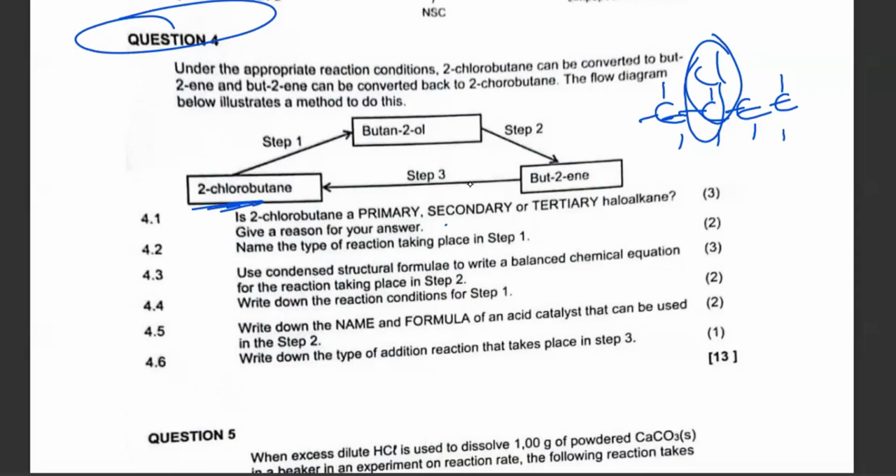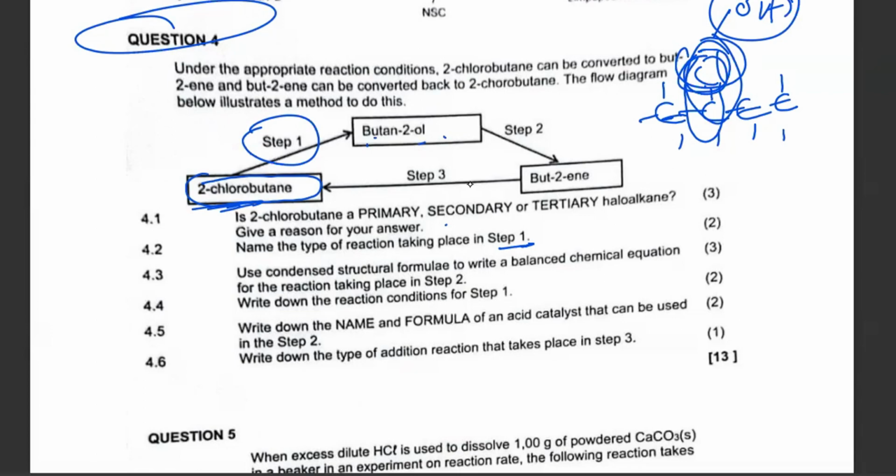Name the type of reaction that takes place in step 1. If you look at step 1, you have 2-chlorobutane and then you have but-2-ol, meaning that the chloride was replaced by OH, which we usually call hydrolysis. So the answer here is hydrolysis, or what you call substitution. You substitute the chloride with OH.